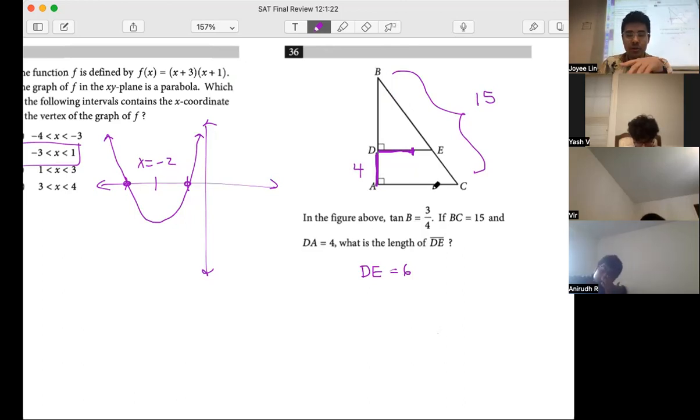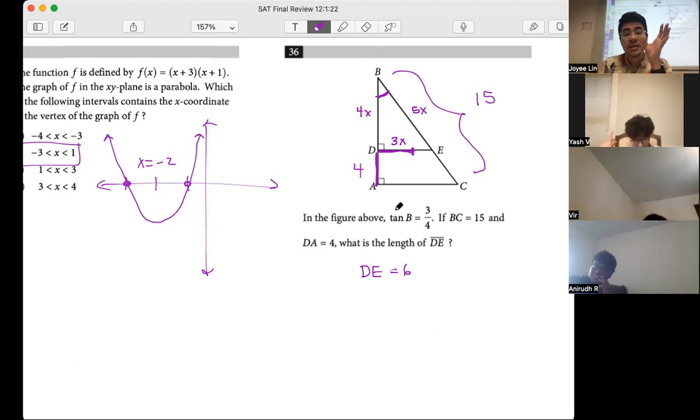So how are you supposed to do this when tan of B is 3/4, right? So this is 3/4. So then this would be 3x, right? And this would be 4x. We don't know what it is. But then what is BE? BE would be 5x, right? It's a 3, 4, 5 triangle, magic.